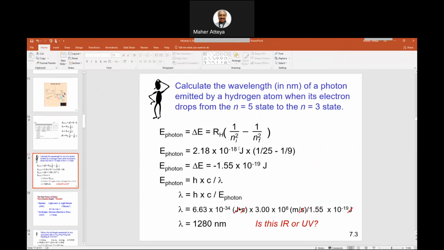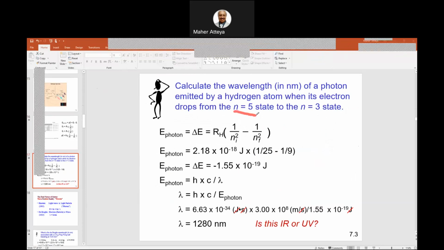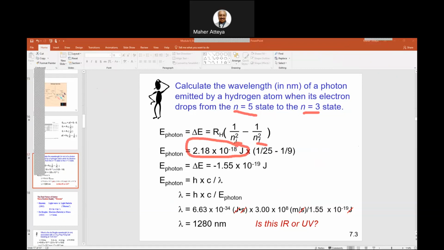2.18 × 10 to the minus 18, correct? And this is an example here. Coming from the fifth state, the fifth is the initial, and it drops from the fifth to the third, so it's negative. So we start with initial 5, and then final is 3. You square them and you calculate. This is your RH, correct? And then you do all your calculation.